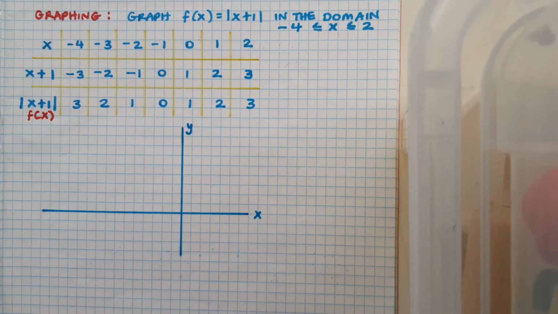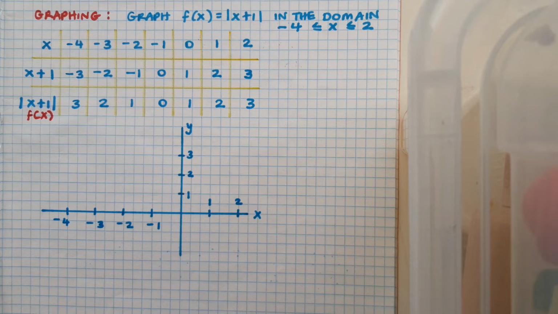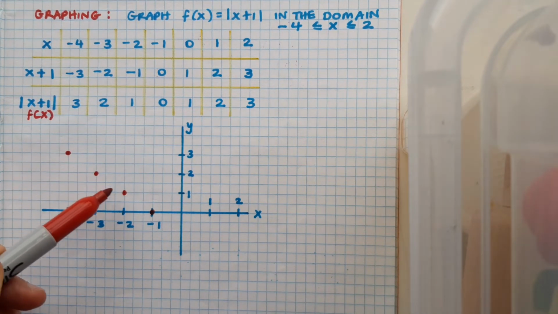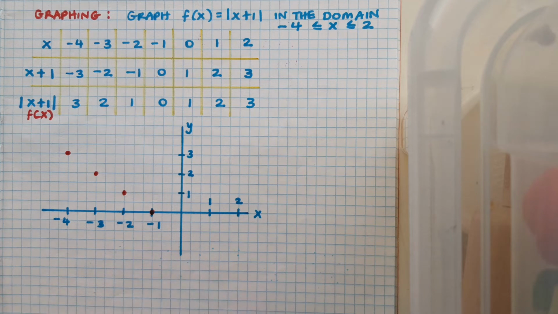So now let's draw the graph to go with the table. So I've drawn my x and y axes, and then the points that I'm going to mark in will be minus 4, 3, minus 3, 2, minus 2, 1, minus 1, 0. It's tempting to continue on down in a straight line below the x-axis, but actually I'm going to bounce right back up again to 0, 1, 1, 2, and 2, 3.